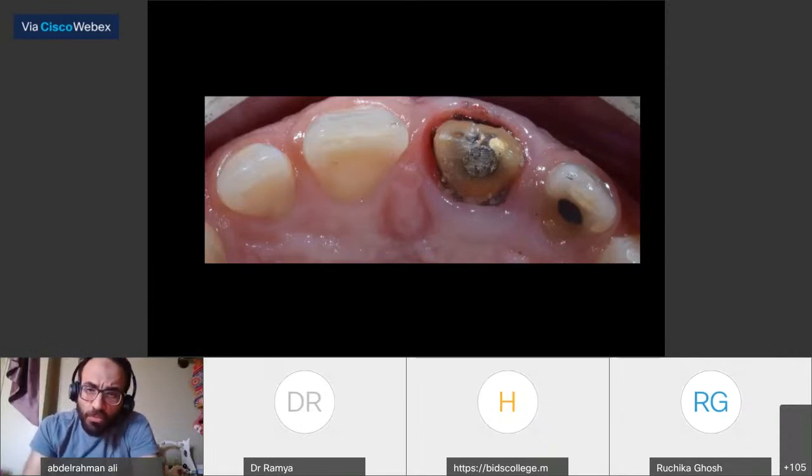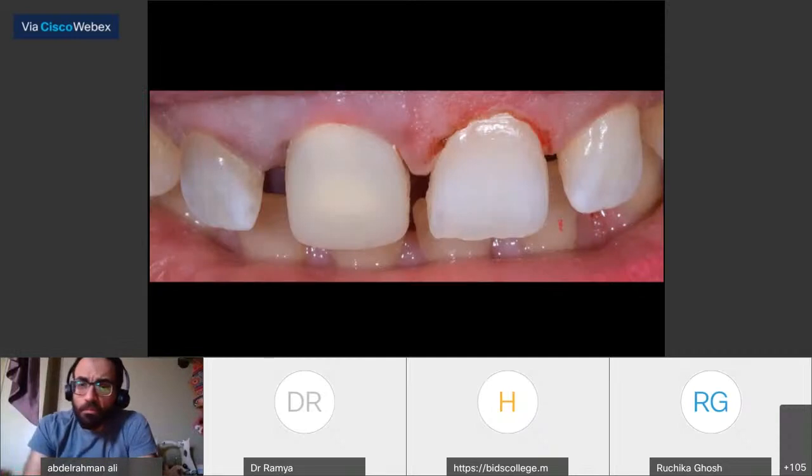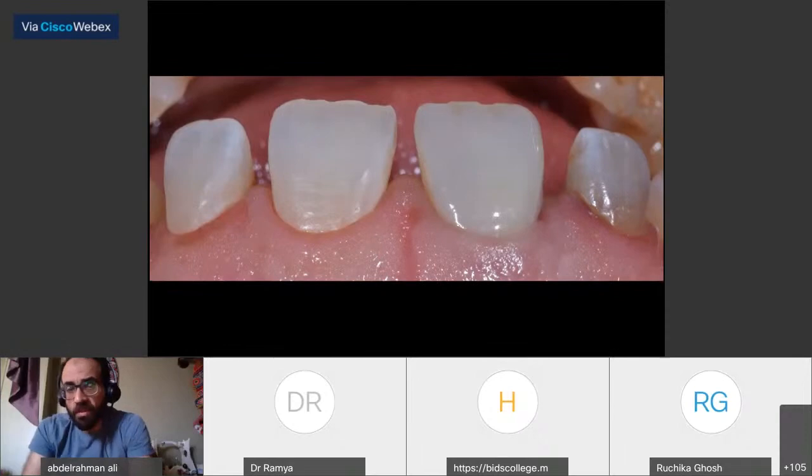So we chose the middle solution: just change the crown and do some soft tissue crown lengthening for the central, with temporization. Here's the final result. Now it's much better than before. So the pink aesthetic is very important.